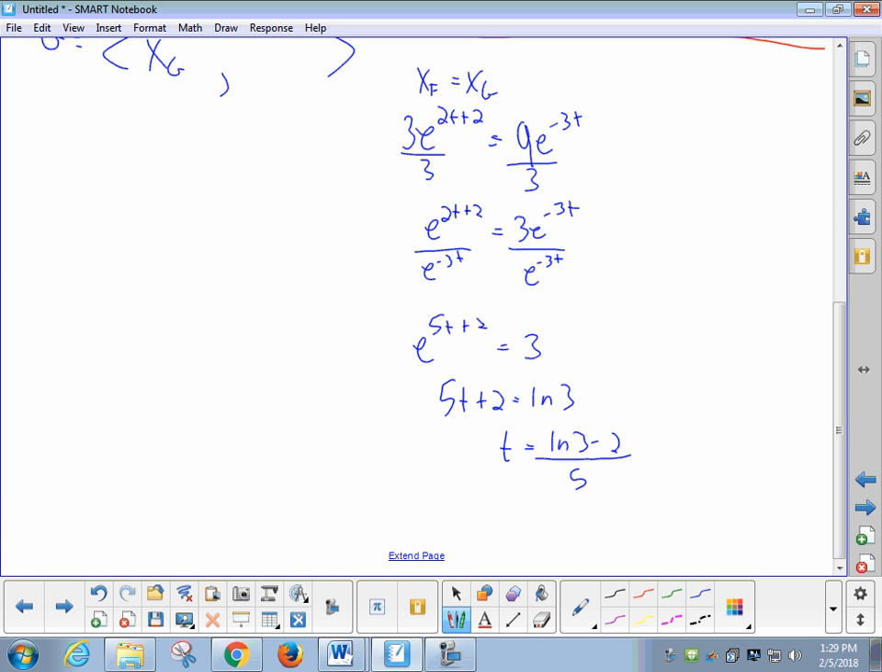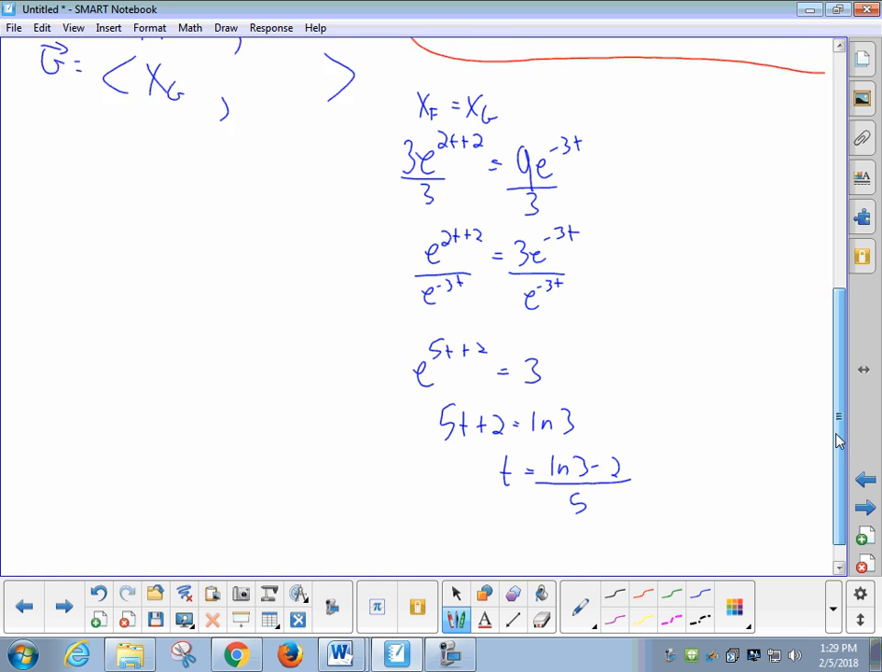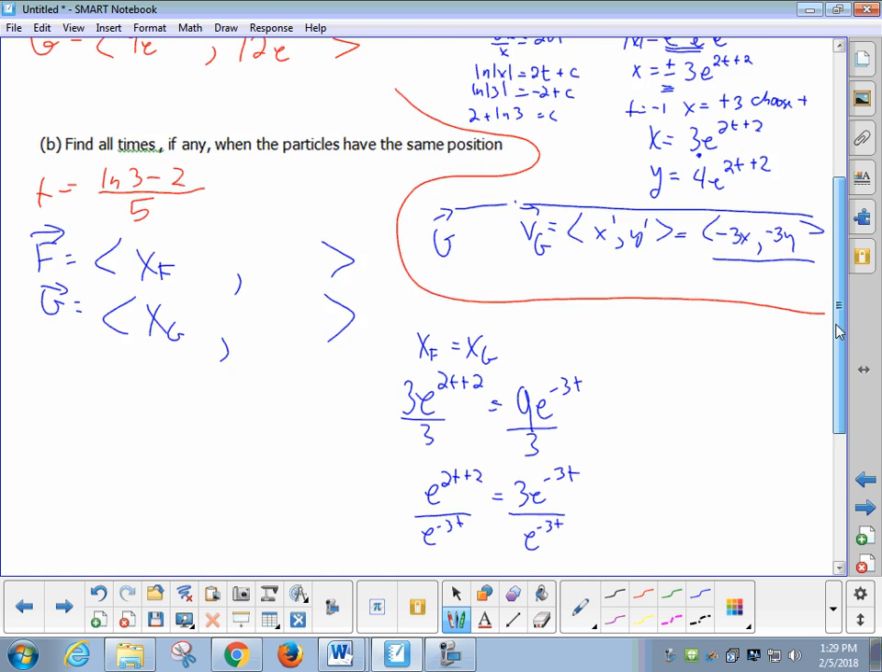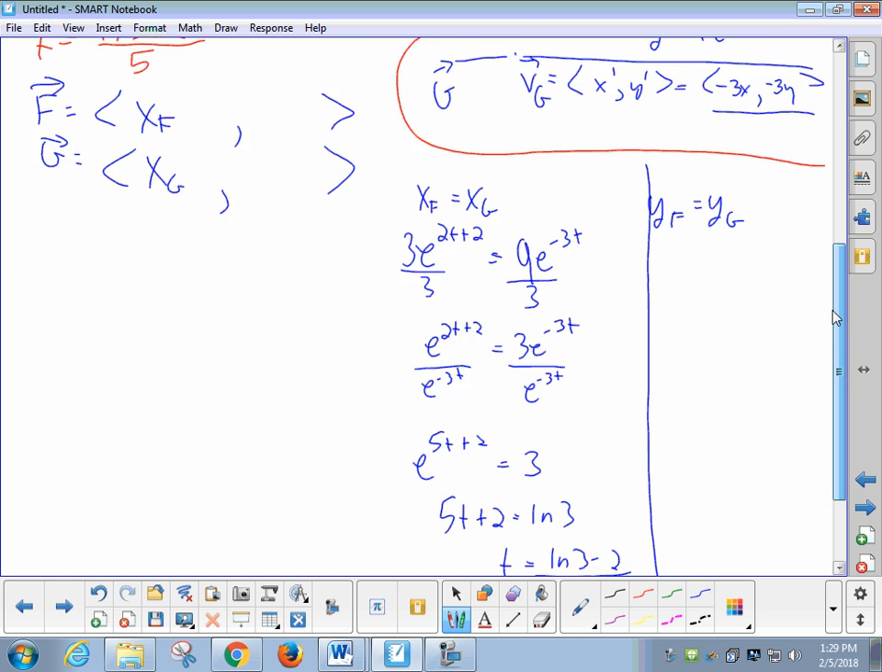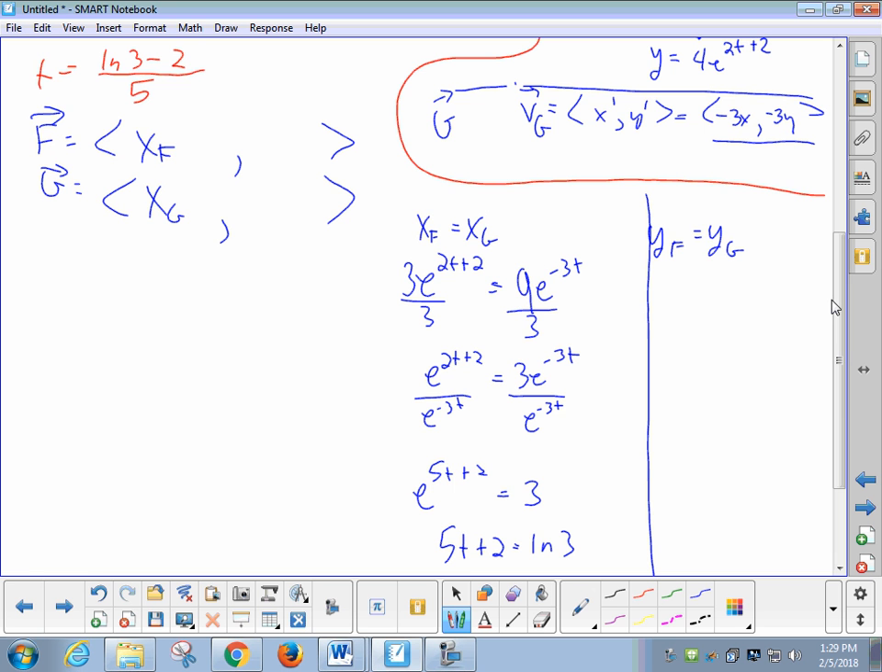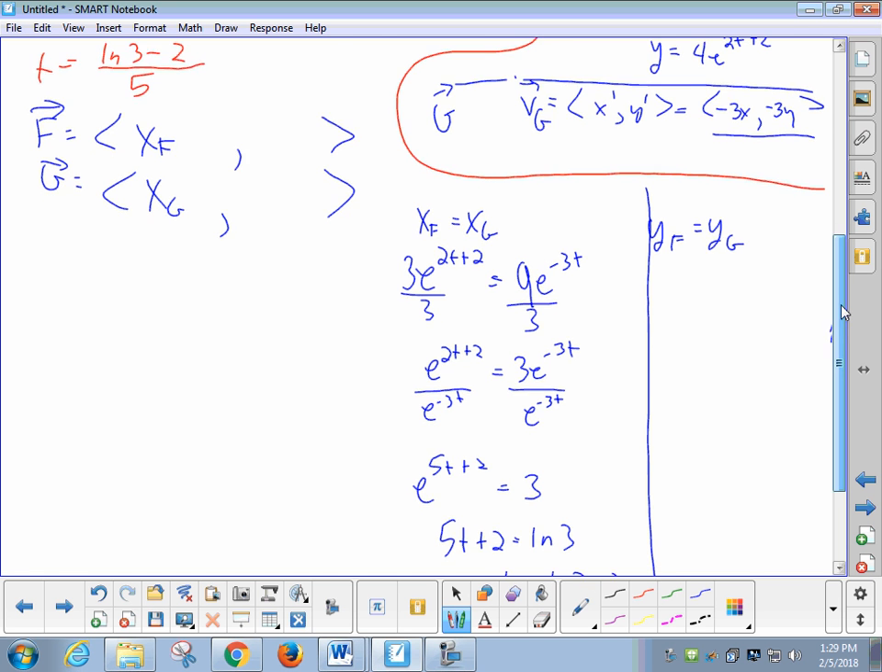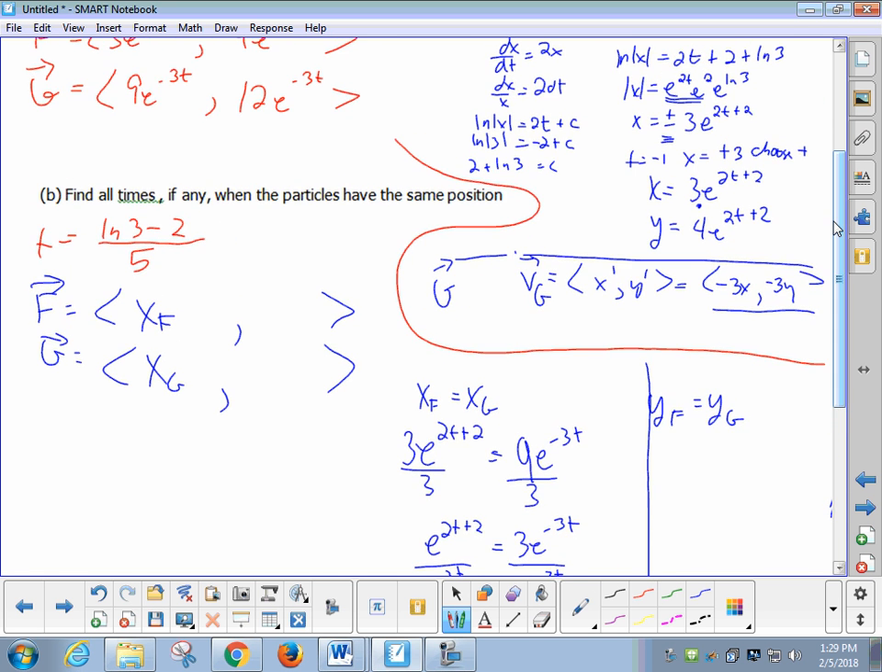Now the question is, is that the same for the y's? You have two options. You could plug that into the y equations and see, or you could just do the same kind of approach, verify that the y's are also equal. That's what I did. I didn't really want to think about plugging those in and simplifying. I guess it wouldn't be too bad, but I set the y's equal to each other and did roughly the same algebra, and I found that it was the same time. Okay? Does that make sense?